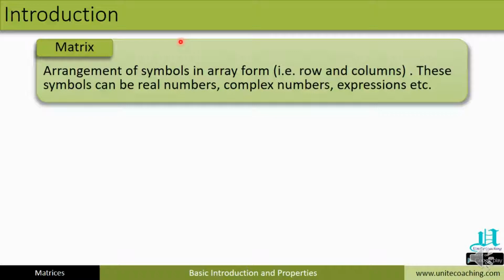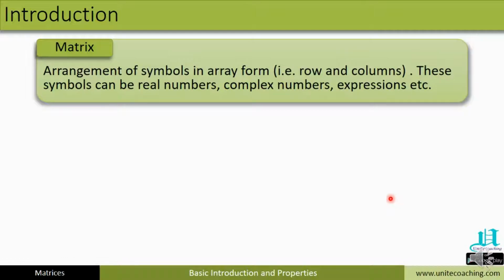Starting with the introduction, we have the definition of a matrix. A matrix is defined as an arrangement of symbols in array form. Here we are talking about symbols and arrays. Arrays are basically the row and column form. Can you recall your school days? In school, we used to form arrays and columns. Can you remember where?